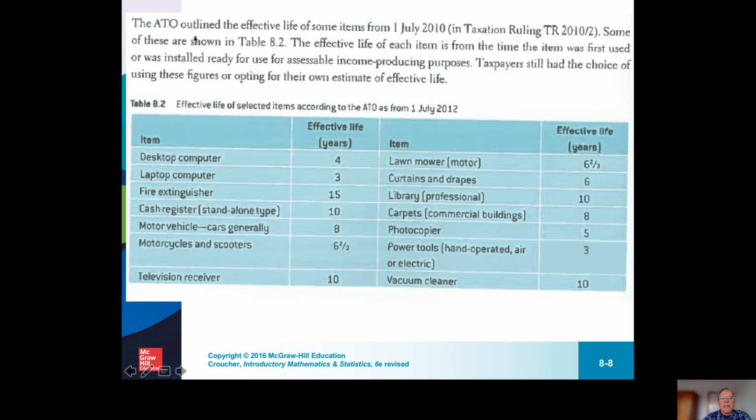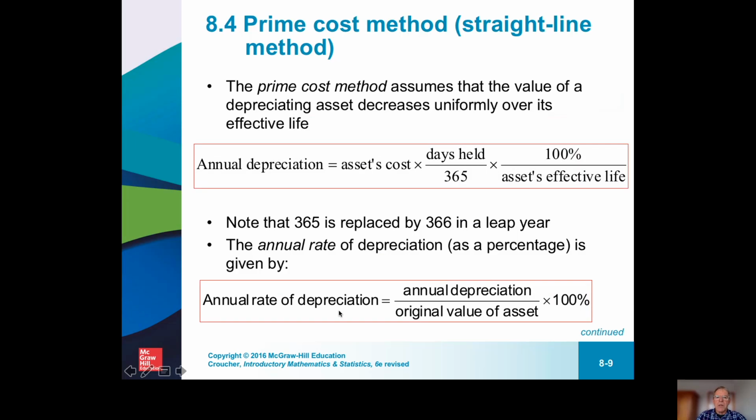So the Australian Tax Office has estimated what they feel is a fair effective life. So for a computer, we are able to use an effective life of 4 years for a desktop computer, laptop less, 3 years, and a range of different assets here and their effective life that we're able to use in our formulas for calculating depreciation.